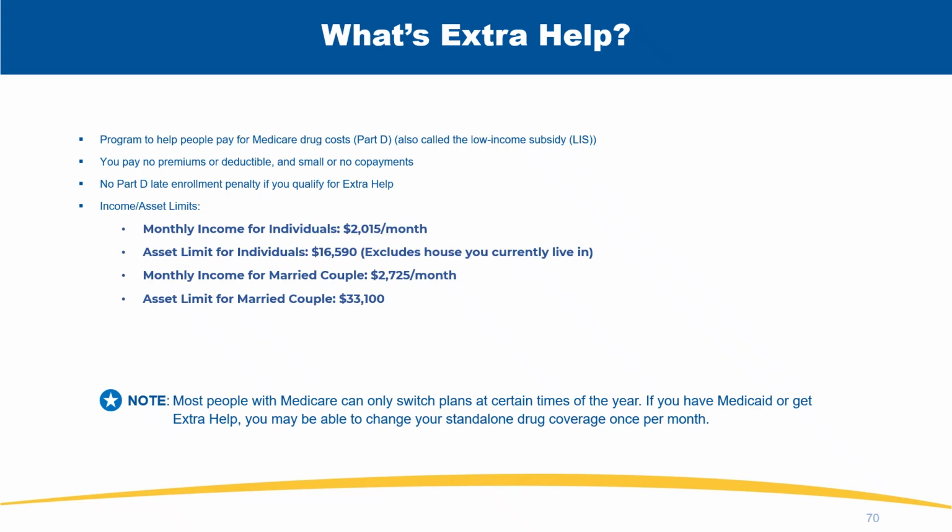Monthly income for married couples is $2,725 a month, and the asset limit for married couples is $33,100. Most people with Medicare can only switch plans at certain times of the year, but if you have Medicaid or get Extra Help, you may be able to change your standalone drug coverage once per month.